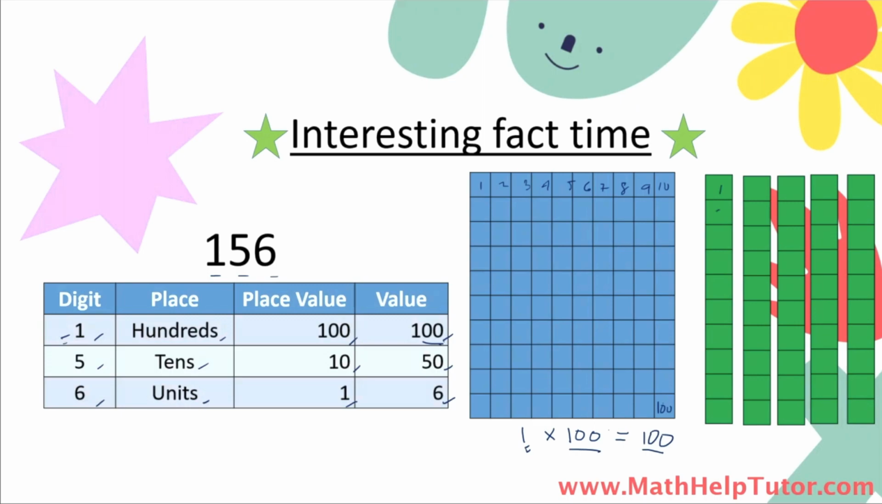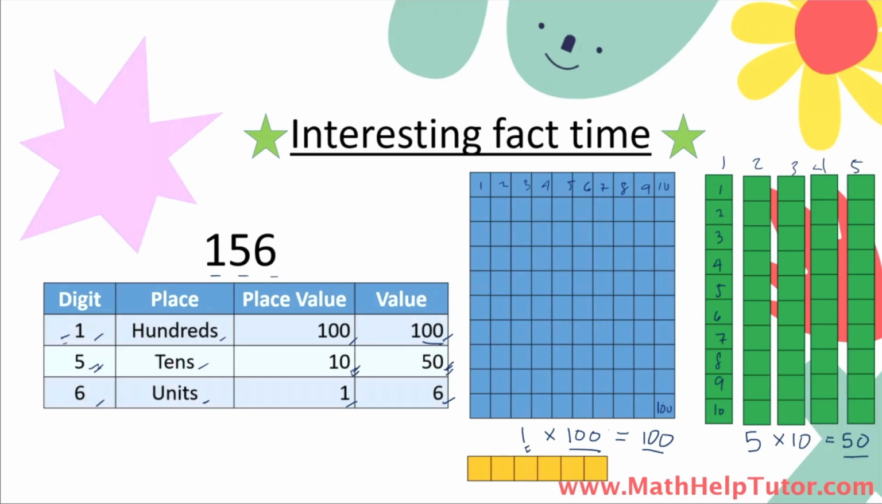Okay, let's count them. 1, 2, 3, 4, 5, 6, 7, 8, 9, 10. And we have 5 of these. 1, 2, 3, 4, 5. So these green columns can represent the digit 5. There are 5 green columns. And its place value is 10. Okay, digit 5 with a place value of 10, which gives us a total value of 50. So when you count all of these blocks in the green columns, this amounts to 50 blocks or 50 squares.